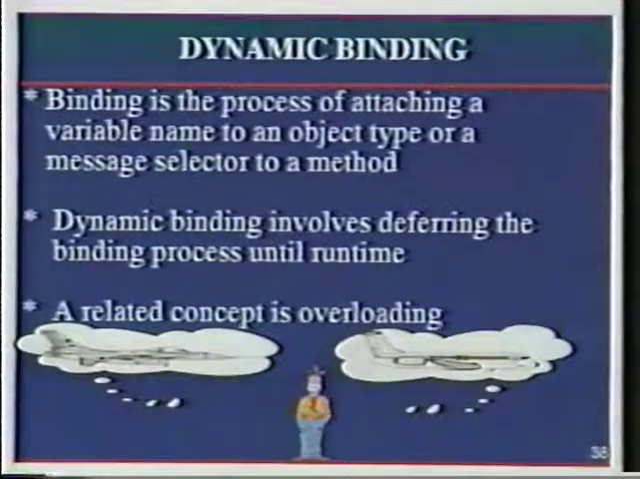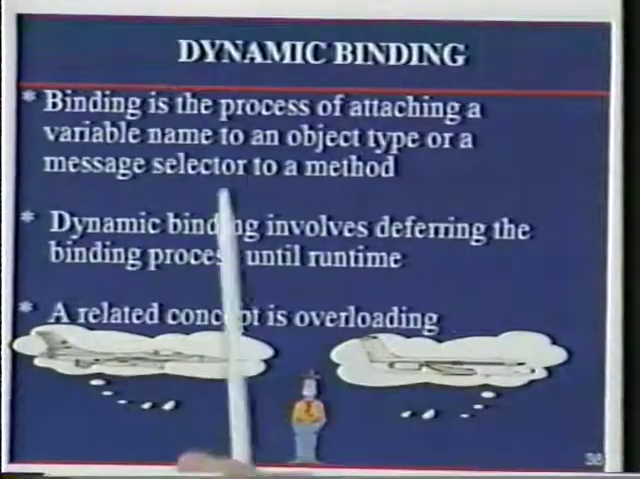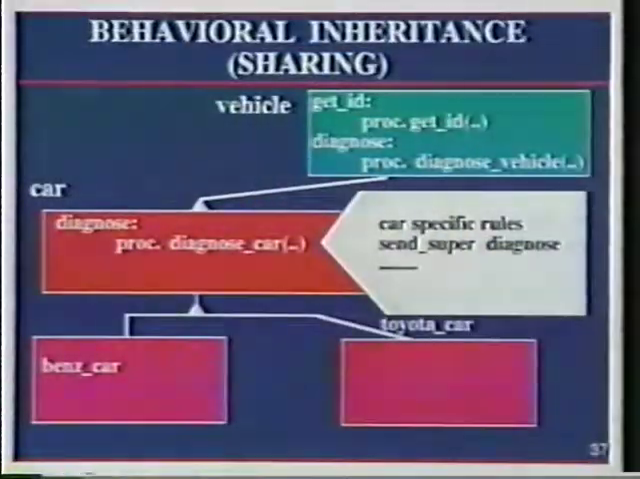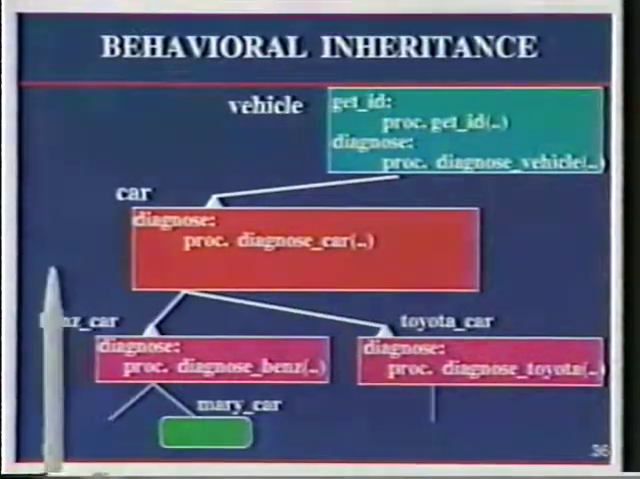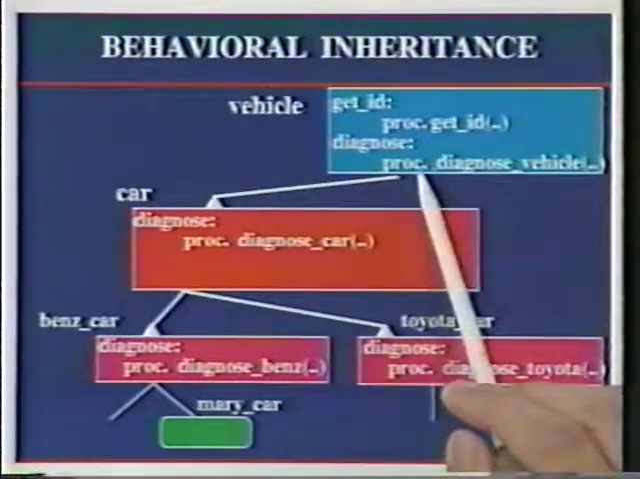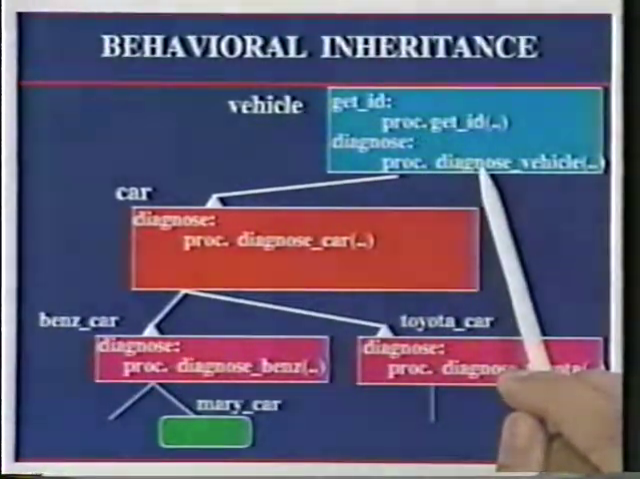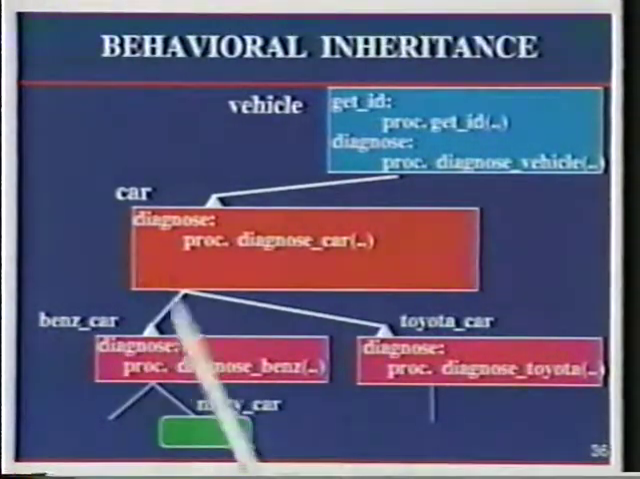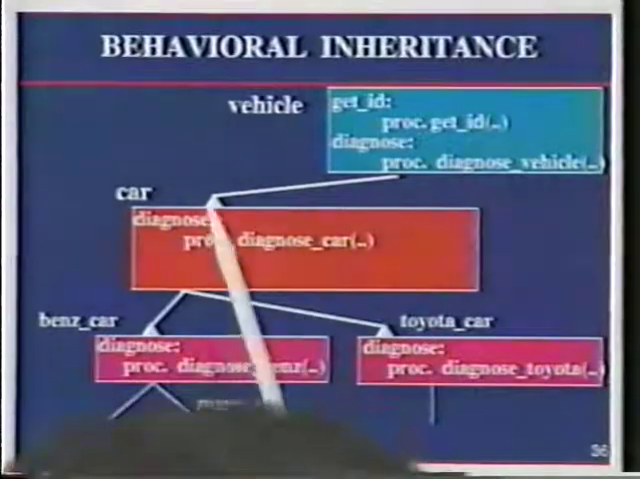Now this dynamic binding is a process of attaching a variable name to an object type, or a message selector to a method. We have seen in the previous example polymorphism, where if you send a message diagnose to the vehicle car, the procedure diagnose gets invoked. When we send a message diagnose to BENZ CAR, the procedure diagnose BENZ gets invoked.